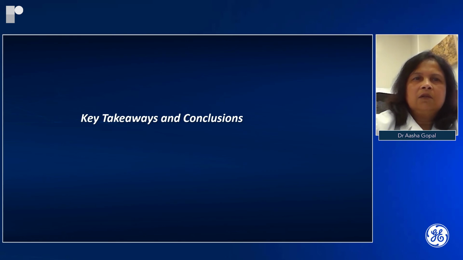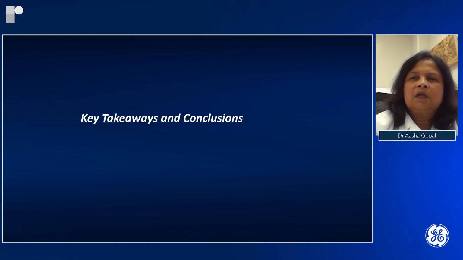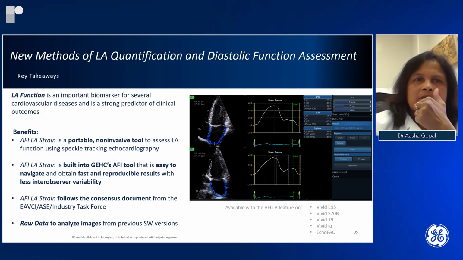So, what are the key takeaways and conclusions? First of all, left atrial function is an important biomarker for several cardiovascular diseases, as we just showed you. And it's a strong predictor for clinical outcomes. If you're going to use strain, AFI strain is a good way to go because it's portable, non-invasive, and it is based on speckle tracking echocardiography.